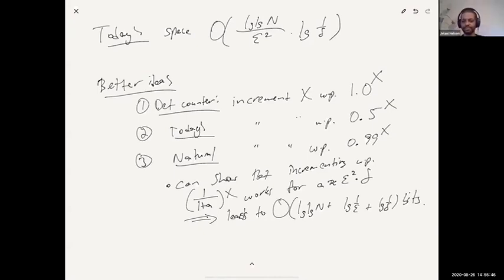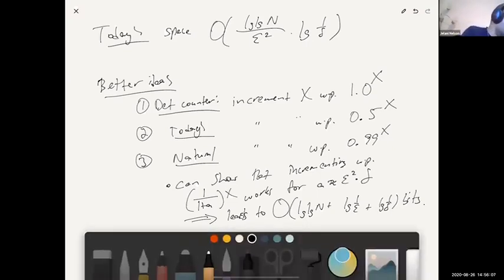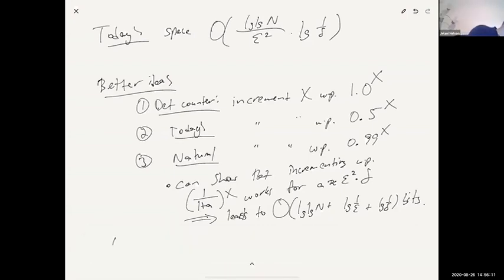So this was already suggested by Morris, and it was rigorously analyzed in a later paper by Flajolet a few years later. So yeah, that plot that I showed you of Morris in action, you can ask, what's the optimal bound? Is this optimal?